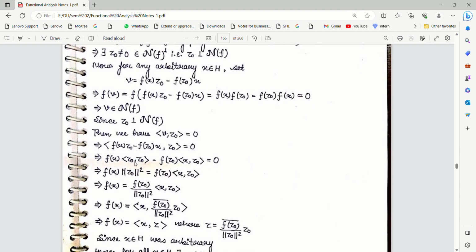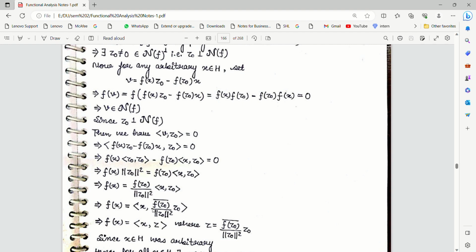We know that the inner product of a quantity with itself is equal to the norm squared. So f(x) into norm z0 squared is equal to f(z0) into the inner product of x comma z0. So we can take this quantity and divide. So f(x) is equal to f(z0) upon norm of z0 whole squared into the inner product of x and z0. This quantity should be taken inside, and we know that the inner product is conjugate linear in the second argument. So if we put the conjugate, f(x) is equal to the inner product of x comma the conjugate of f(z0) upon norm z0 squared, into z0.